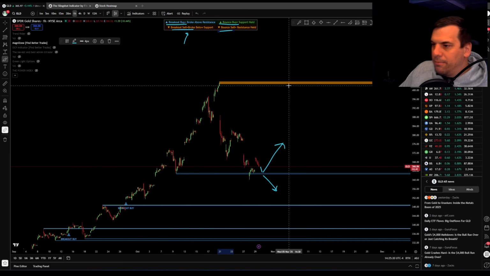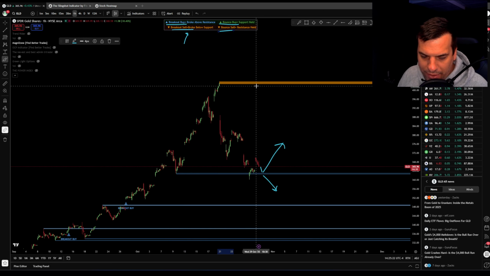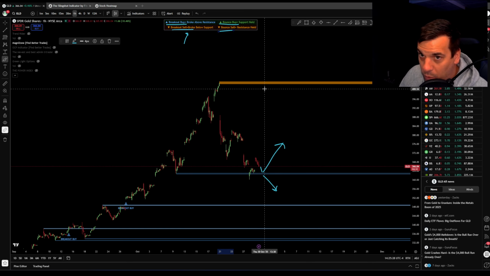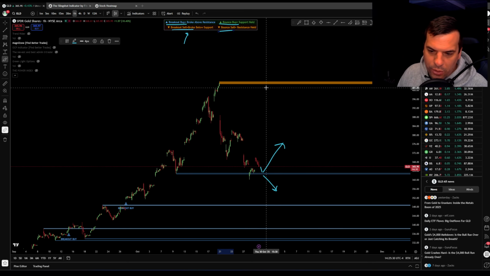So that's pretty much the bones of how the Magnazone works, and how you can trade it on the chart. There's also a slew of other cool things that we're putting into this support and resistance type trading.